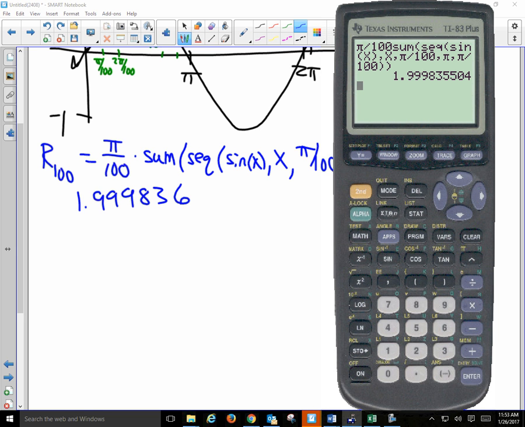So what do you think the actual answer is? This is an approximation. Yeah, it is 2. And I'll show you how to find the exact answer as well. We've done that once before, but we'll do it again.